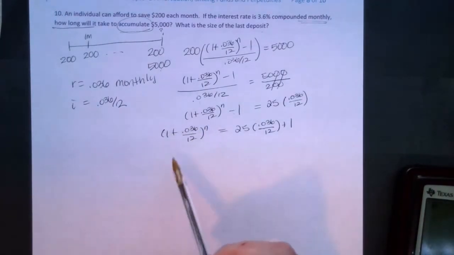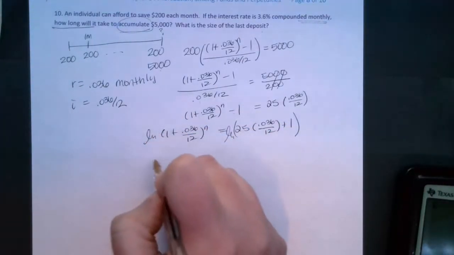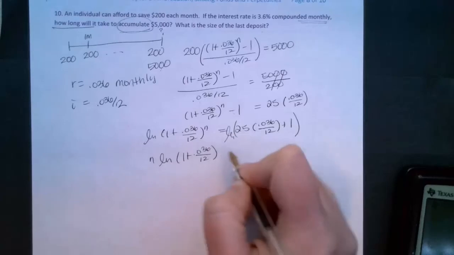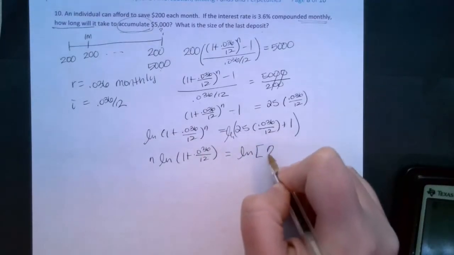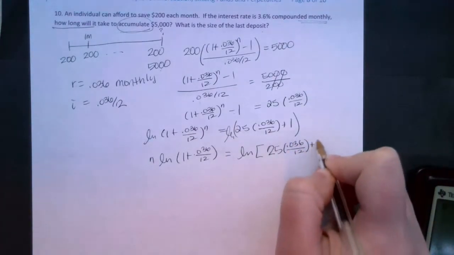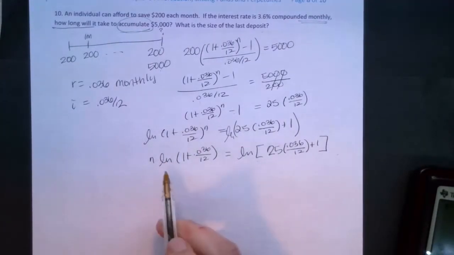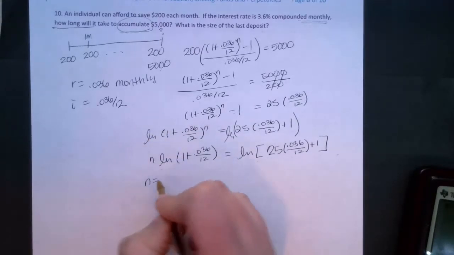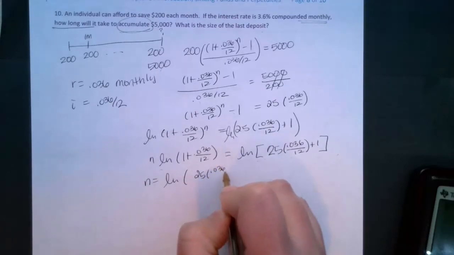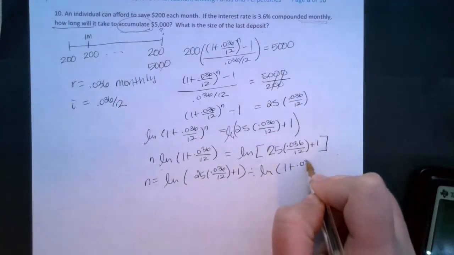To bring that power down, we need to use natural log, so we're going to take the natural log of both sides. So now we have n times the natural log of 1 plus 0.036 over 12 equals the natural log of this whole piece. So I'm just rewriting it, using brackets just to make sure that we understand where things end. And then to get n alone, this is just a number, so we're just going to divide by that number. So n is going to be the natural log of 25 times 0.036 divided by 12 plus 1 divided by the natural log of 1 plus 0.036 over 12.